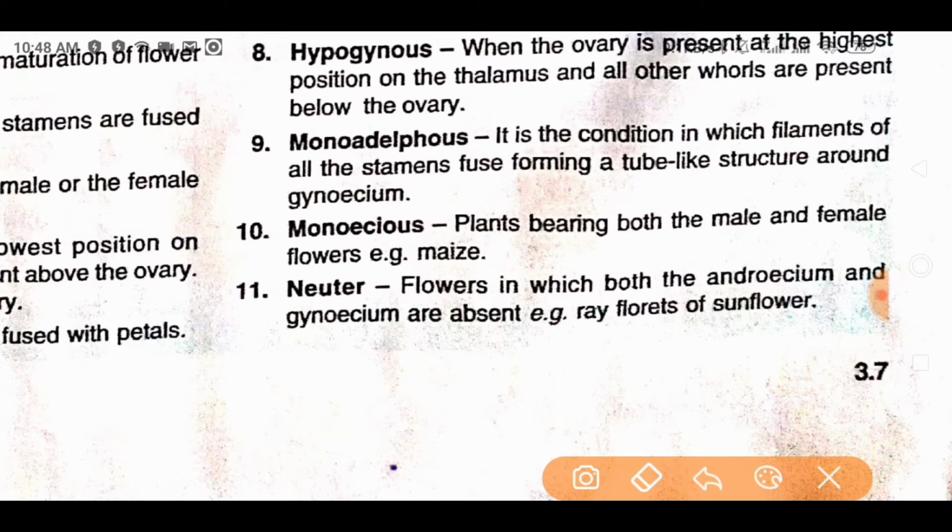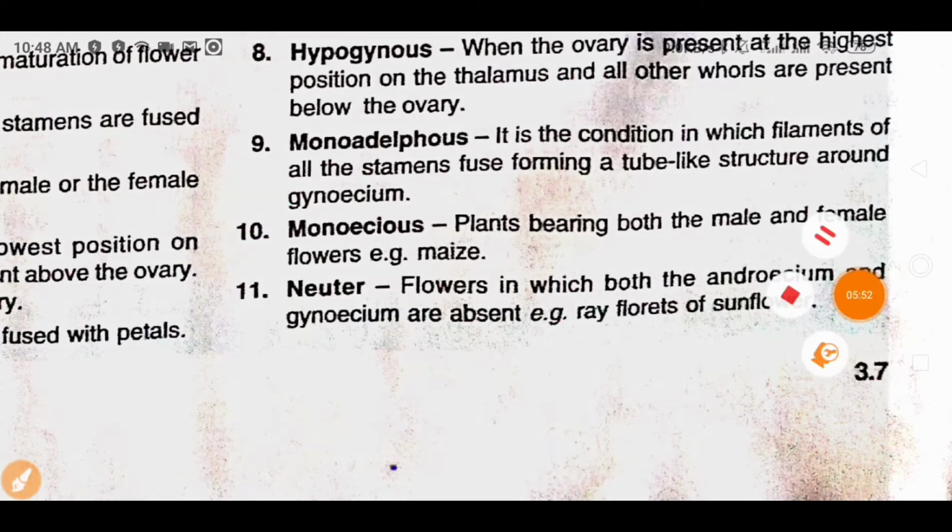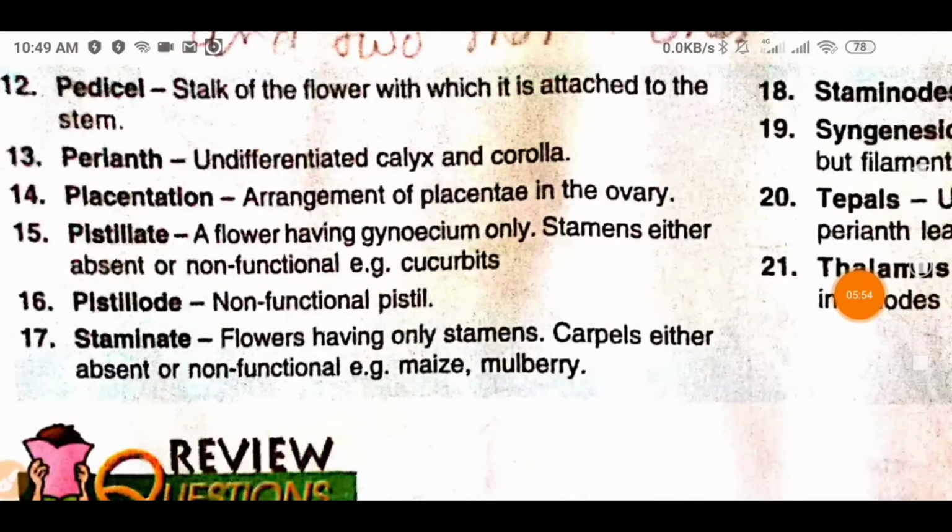Mainly the monocotyledons like the grass family, in which wheat and other monocotyledons are found, show the condition of monoecious plants. Neuter flower, in which both androecium and gynoecium are absent. Ray florets of sunflower are the example. And pedicel, the stalk of the flower with which it is attached to the stem. Perianth, undifferentiated calyx and corolla.